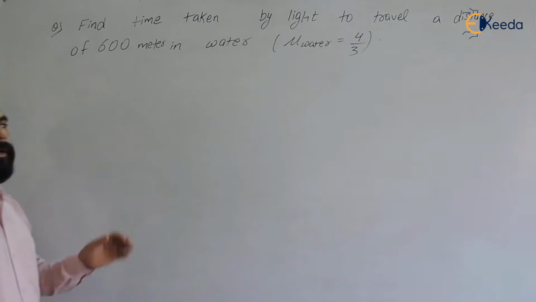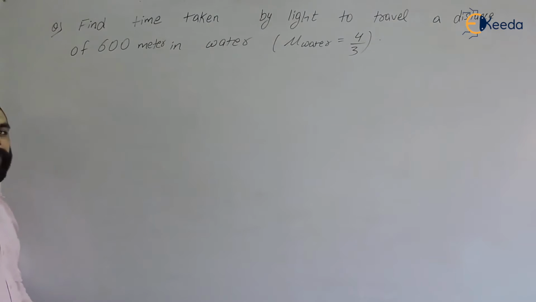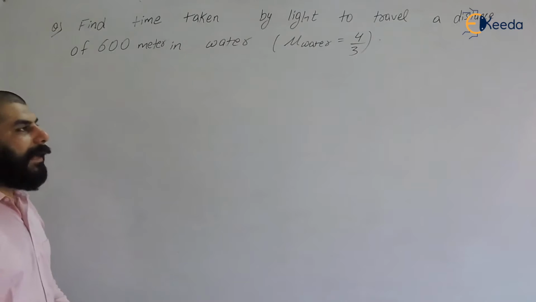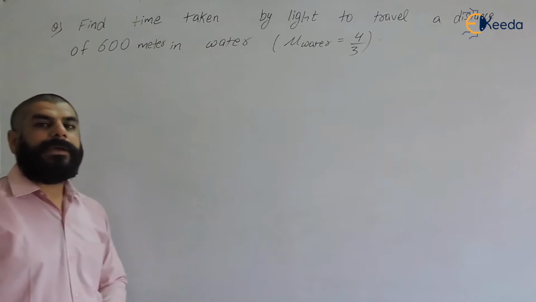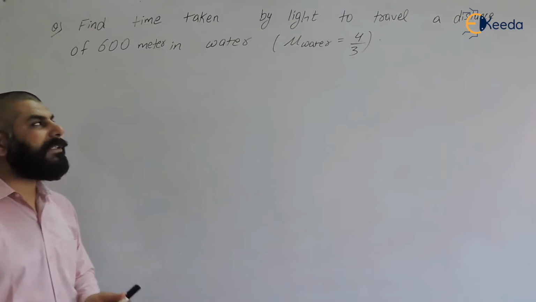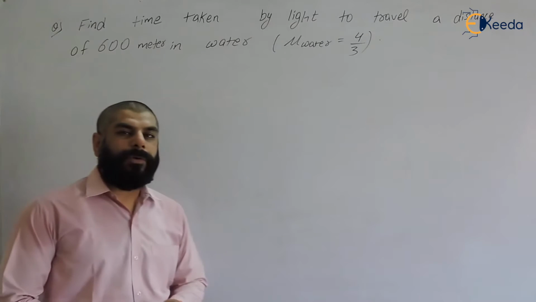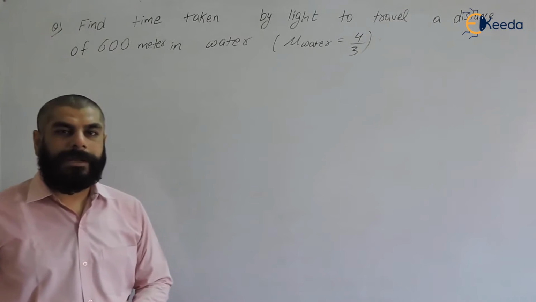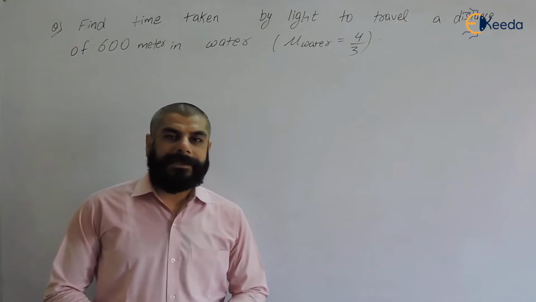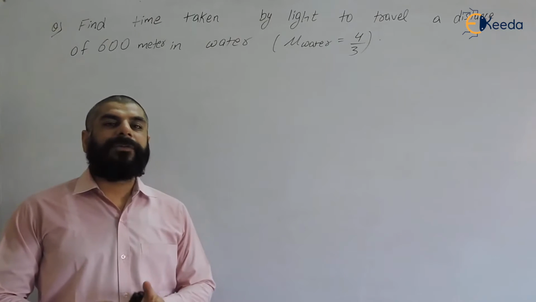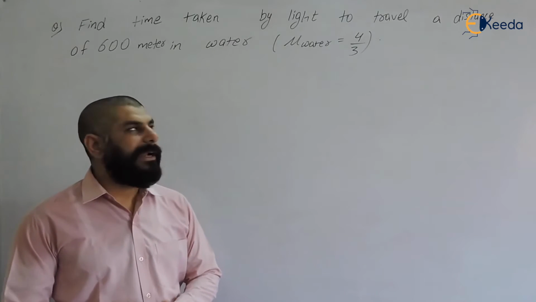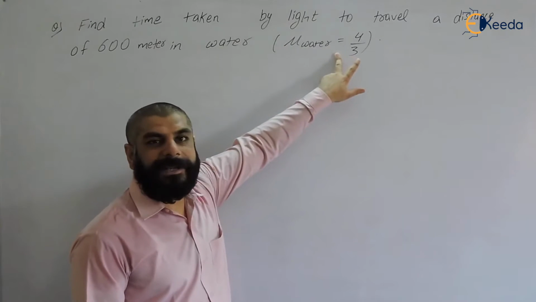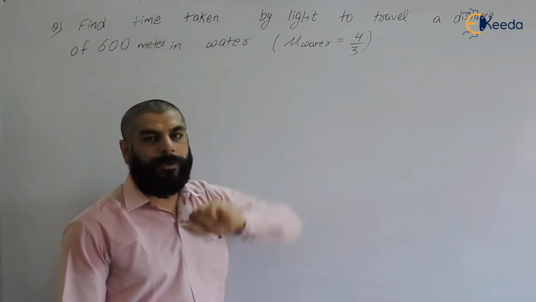So I have written a question. The question is, find the time taken by light to travel a distance of 600 meter in water. So how much time taken by light? If we know the speed of light in water, we can calculate the time. But speed of light is different in different medium. But we can find the speed of light in water because we know the refractive index of water. That is given as 4/3.